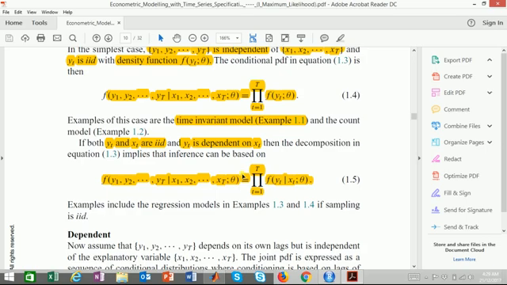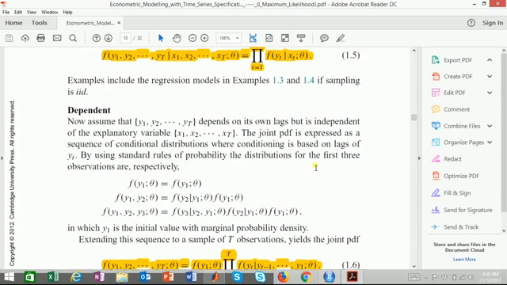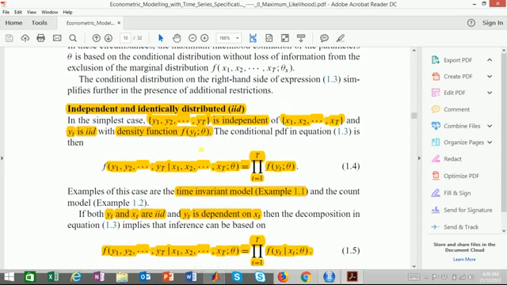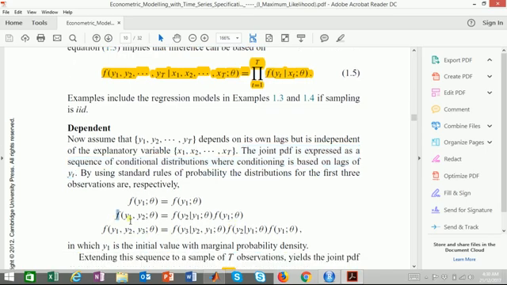Dependent. If assuming that y1 to yT depends on its own lag but is independent of the explanatory variable, then the joint probability density function is expressed as a sequence of conditional distributions, but conditioning is based on lags of yt. So by using the standard rule of probability, the observations are as follows: y1. So now we are thinking about only the conditional distribution. Then the second one of y1, y2, so y3 conditional upon y1, y3 conditional upon y2, where y1 is the initial value of marginal probability density.